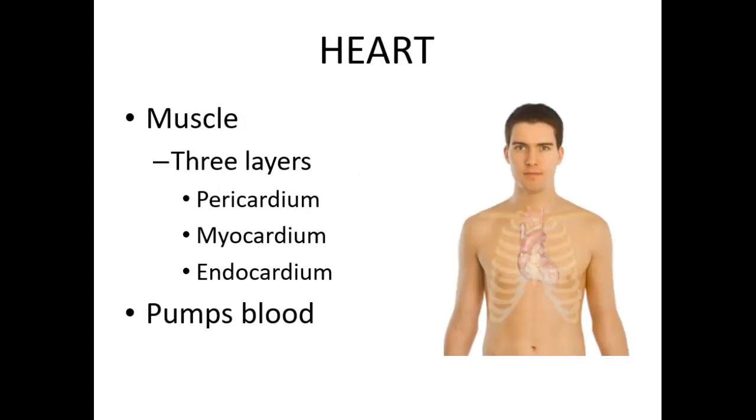Circulatory system is found in chapter 19 in your textbook. The circulatory system consists of the heart, blood vessels, and the blood. The heart is a muscle, and it has 3 layers.